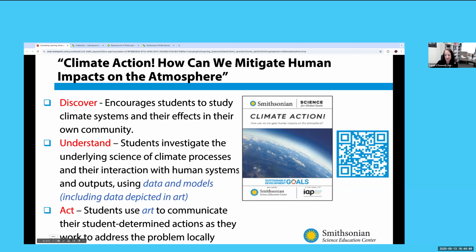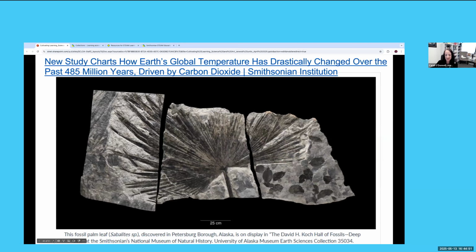All right, next slide. So one of the articles that came out of the Smithsonian Magazine addressed some science that came out of our National Museum of Natural History. And again, Jen Collins is on the call with us. This particular paper, which was about how Earth's global temperatures have drastically changed over the past 485 million years, driven by carbon dioxide, is a complex paper.